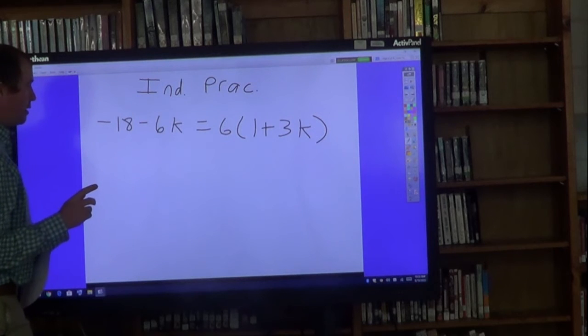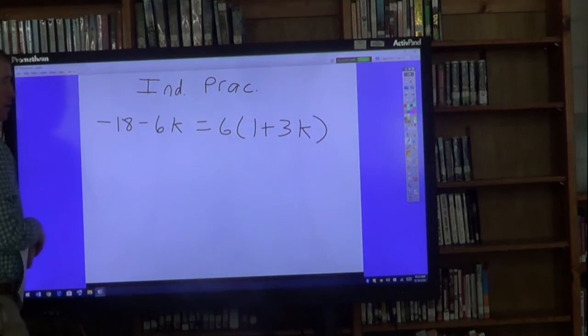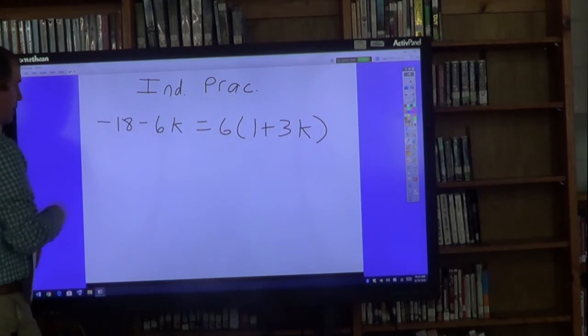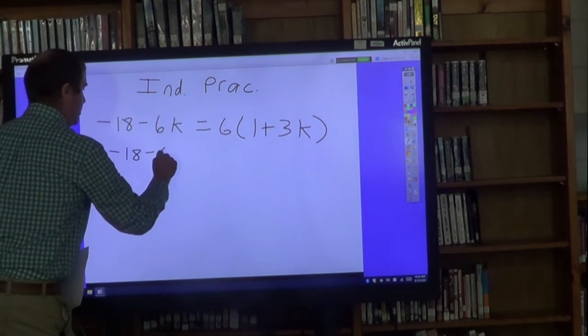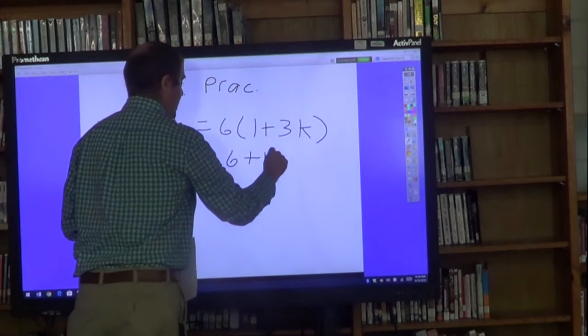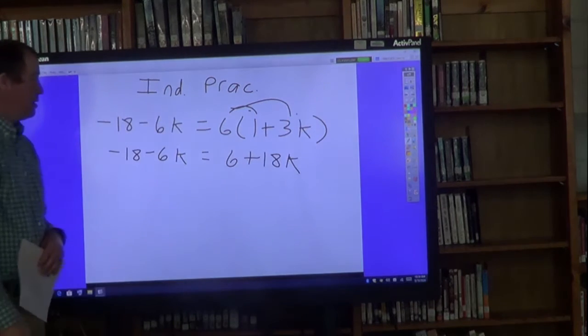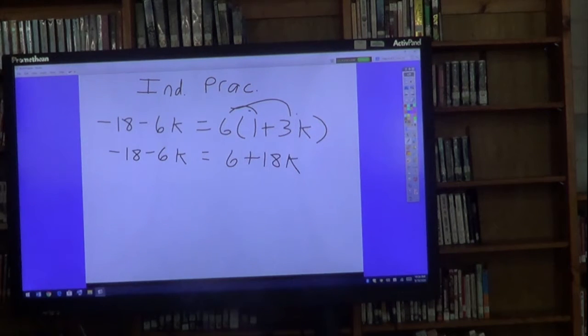All right, so hopefully you worked it, and I have distributive property over there, so I'm going to go do that. This side is just kind of hanging out. So negative 18 minus 6k equals distribute. So 6 plus 18k. So we distribute it in there. And then we have the GRO going on. We have variables on both sides. We're going to get rid of one of them.